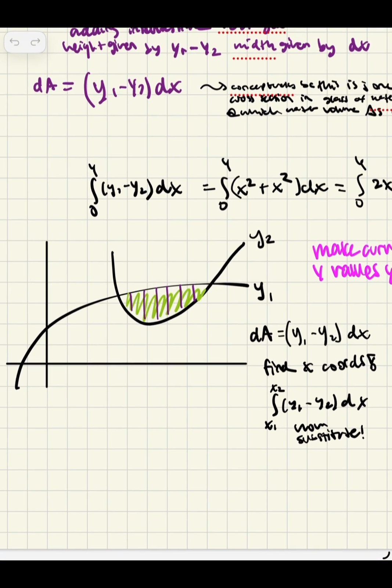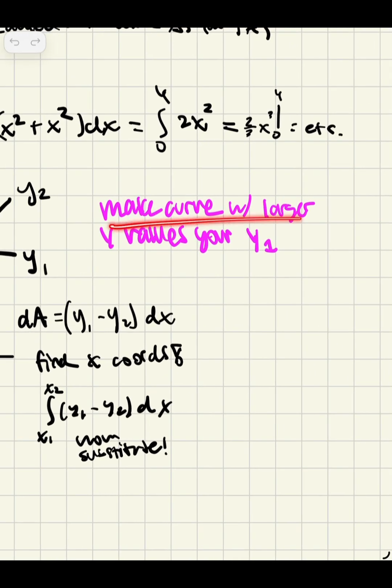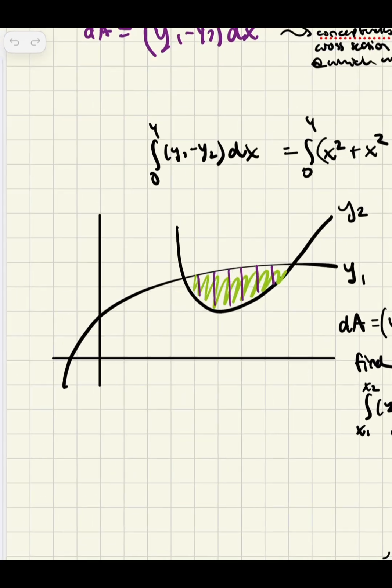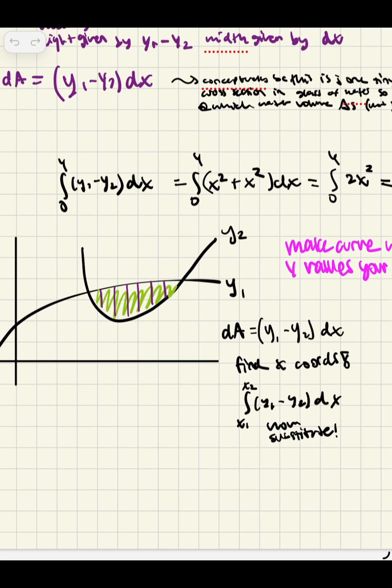Here we have this example. Also, this is just kind of summarizing the general rule that you should make the curve with larger y values your y1. So as you can see here, this is another example. This example requires you to do kind of the same thing. You select this as your y1. It has larger y values at the point of intersection.